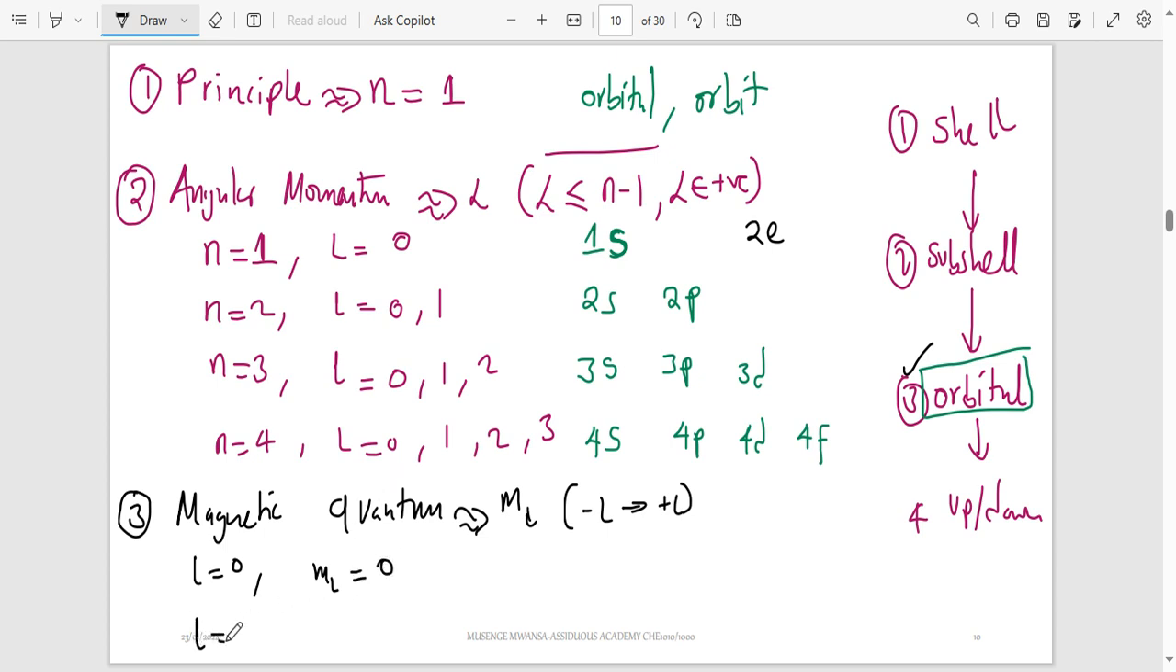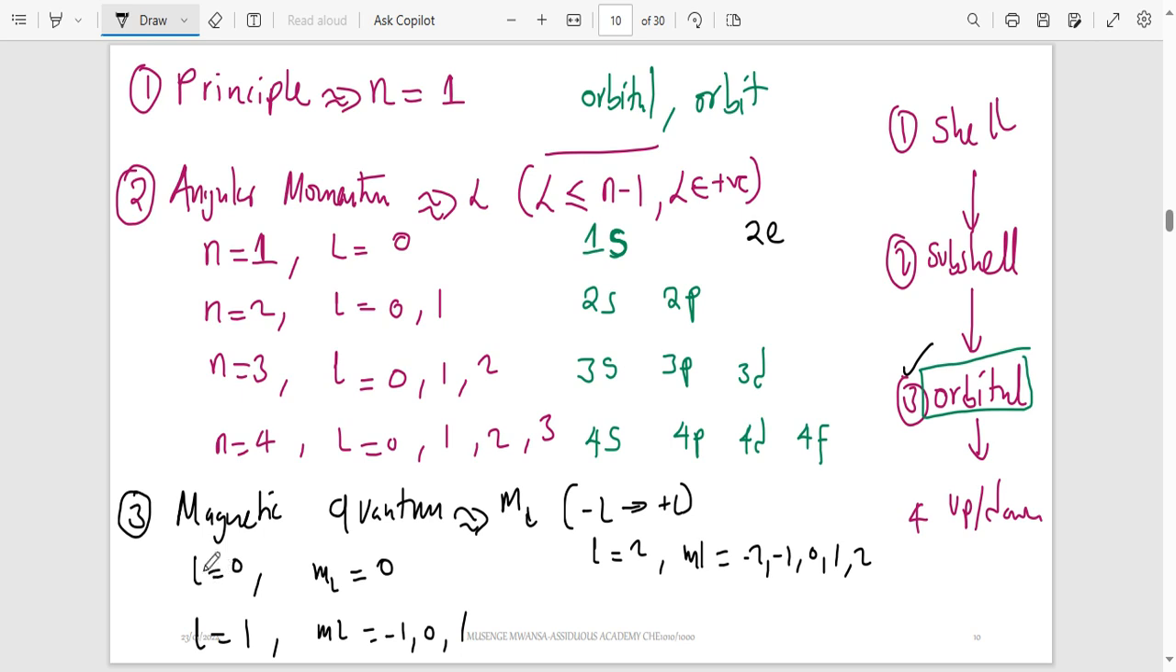And when L is equal to 1, it means that ML will be numbers from negative 1 to positive 1. So negative 1, 0, and 1. If your L is equal to 2, it means that your ML is from negative 2 to positive 2. So that will be negative 2, negative 1, 0, 1, and 2. So each of these numbers which I'm writing here represents an orbital.